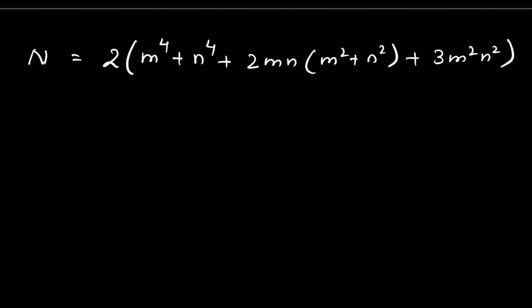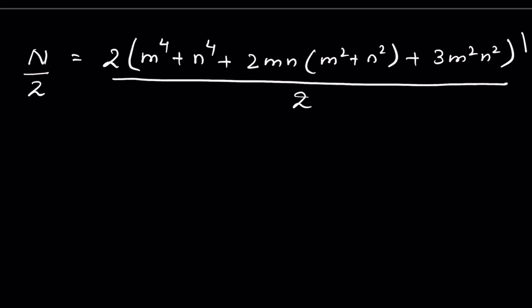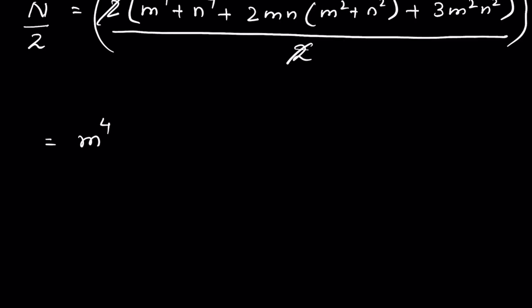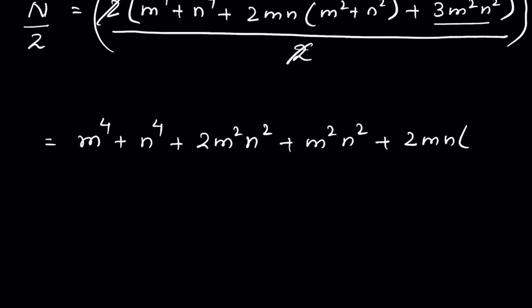Now the question is numerator upon 2. So we write upon 2, then whole raised to the power of 1 upon 2. Now 2 and 2 here get cancelled. So this is m to the power 4 plus n to the power 4 plus this 3m square n square. We can write it as 2m square n square plus m square n square plus 2mn parenthesis m square plus n square. Now the exponent of 1 upon 2 means it is under square root.